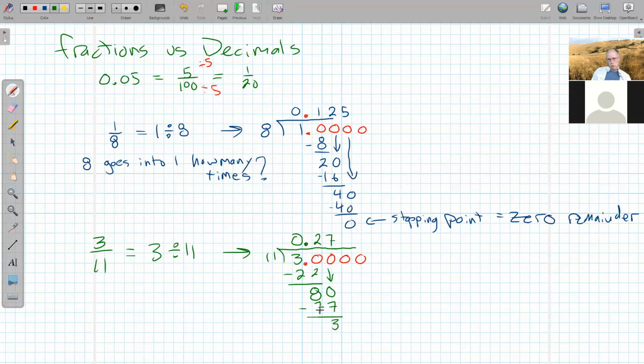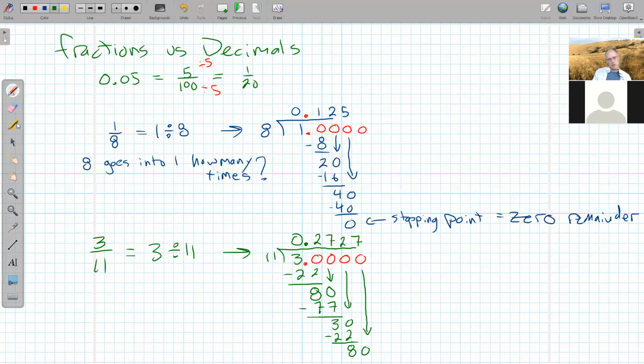And the question is, when do we stop? Usually we stop when we get a 0, but we don't always get a 0, so let's just keep going for fun. Bring down that next 0. 11 goes into 30. Hey, that sounds familiar. 2 times 11 is 22. That looks familiar too. We've done this before, haven't we? Deja vu. Subtract, bring down a 0. 80, right? And we're starting to repeat ourselves now.